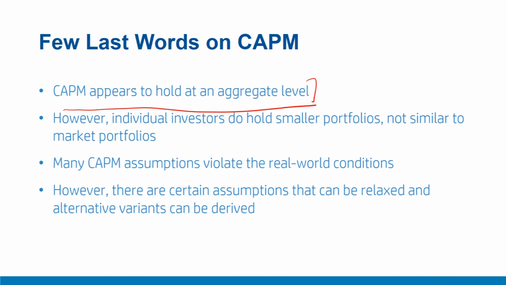However, it is also found that individual investors do hold smaller portfolios that are not similar to the market portfolio. CAPM assumes that all the investors should hold is a market portfolio. However, investors are often found to hold smaller portfolios that are not similar to market portfolios. And therefore, these assumptions are violative of real life conditions.